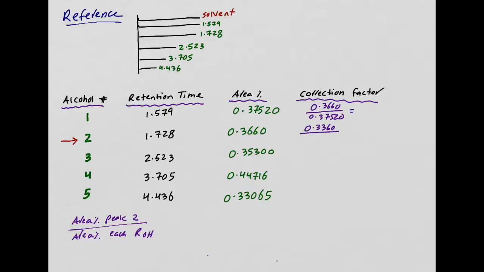I can't talk and write at the same time. So the one that we picked as a reference, the area percent for that one goes on top, and we divide it by the area percent for each alcohol. Okay, hopefully you guys are following me. I'm just going to write them down. Then I'm going to go and grab my calculator. And then 0.3360 is the area percent for peak 2, which we decided is going to be our reference.